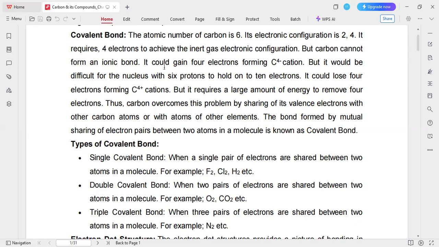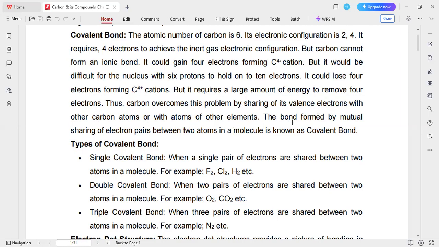Yes or no? It could gain 4 electrons forming the C4 minus anion, but it would be difficult for the nucleus with 6 protons to hold the 10 electrons. It could also lose 4 electrons forming C4 plus cations, but it requires a large amount of energy to remove 4 electrons.